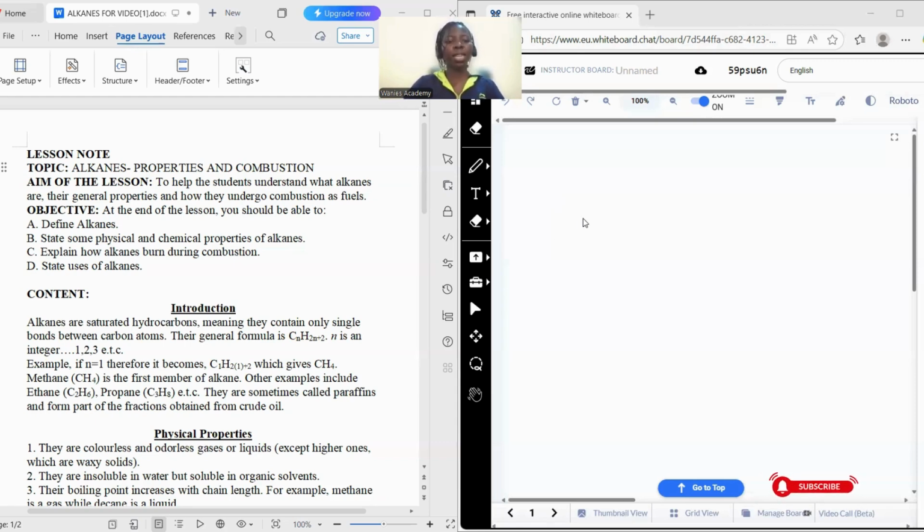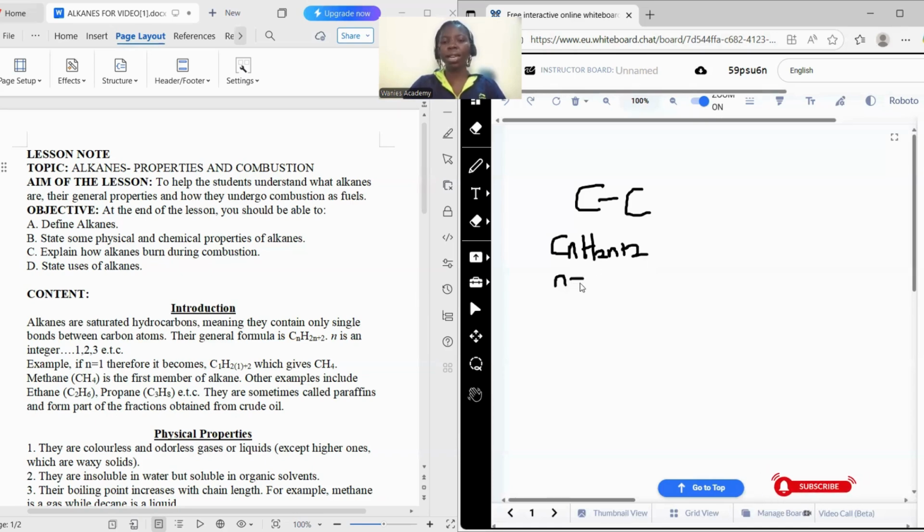Alkanes are saturated hydrocarbons, meaning they contain only single bonds between carbon atoms. This is an example of an alkane. It has a single bond between carbon 1 and carbon 2. The general formula of alkane is CnH2n+2, where n is an integer.